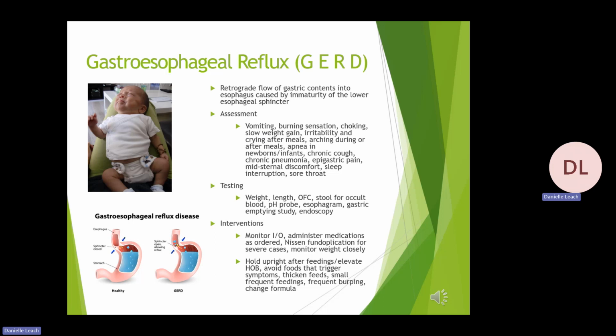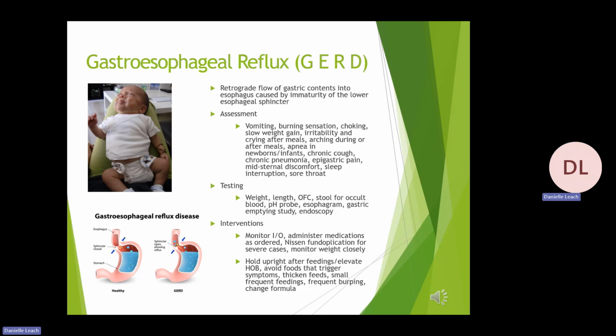Interventions. So we want to monitor the child's I&O. So are they getting enough to eat or drink? We could administer medications. So sometimes medications like famotidine or ranitidine are ordered. There are actually surgeries that the child can have for severe cases. The surgery is called a Nissen fundoplication, which basically modifies how the fundus of the stomach looks to prevent reflux up into the esophagus. Sort of like they make an esophageal sphincter. They wrap the fundus around the esophagus.